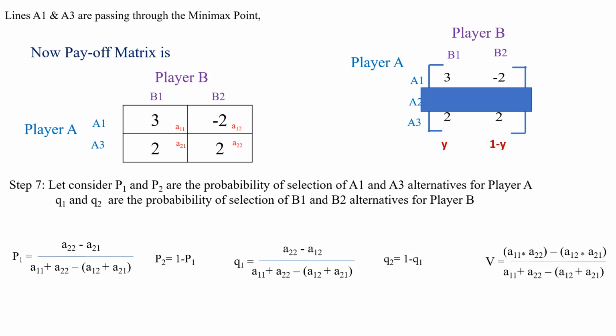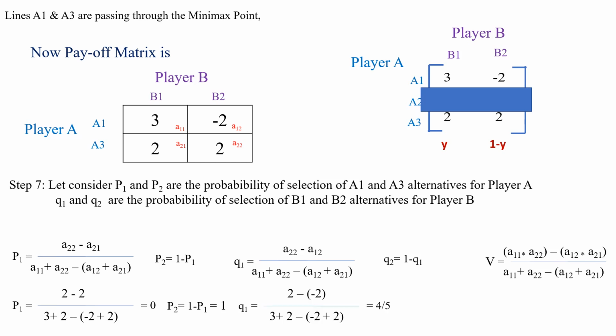Then substitute these A11, A12, A21 and A22 values in the equations for P1, P2, Q1, Q2. Then P1 becomes 2 minus 2 divided by 3 plus 2 minus minus 2 plus 2, and the value will be 0. Then P2 is 1 minus P1, and that value is 1. Similarly, substitute the A11, A12, A21 and A22 values in the Q1 equation, and we get 4 by 5. Then Q2 equals 1 minus 4 by 5, so Q2 equals 1 by 5.